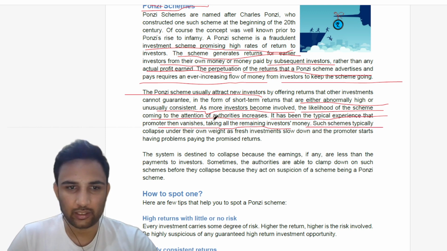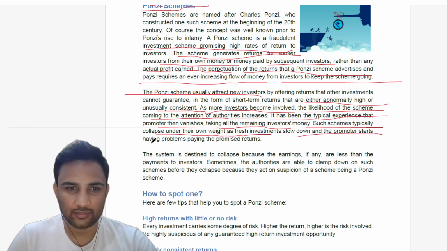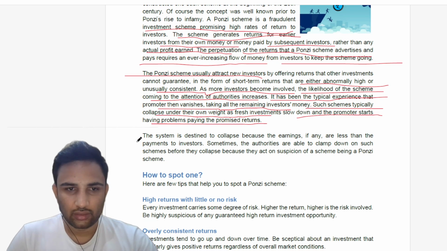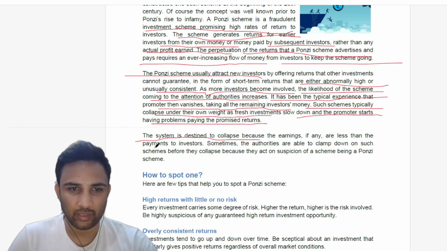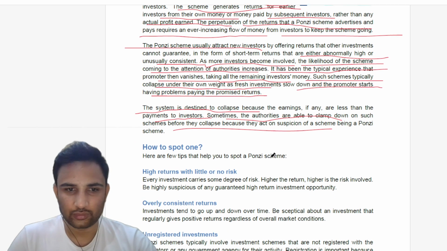Such schemes typically collapse under their own weight as fresh investments slow down and promoters start having problems paying the promised returns. The system is destined to collapse because the earnings, if any, are less than the payments to investors. Sometimes the authorities are able to clamp down on such schemes before they collapse because they act on suspicion of a scheme being a Ponzi scheme.